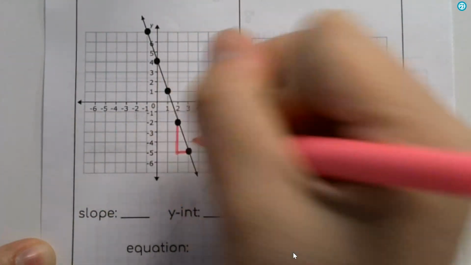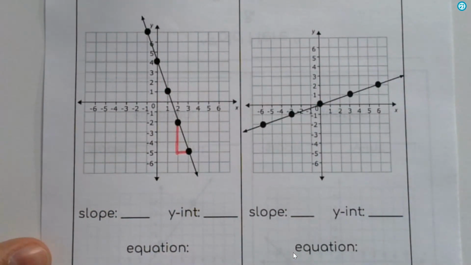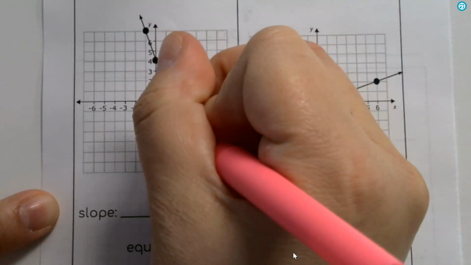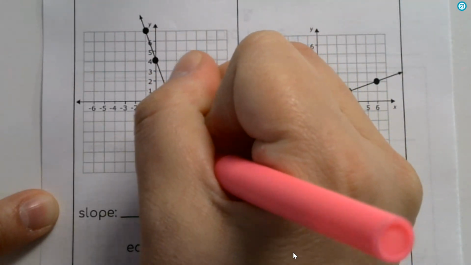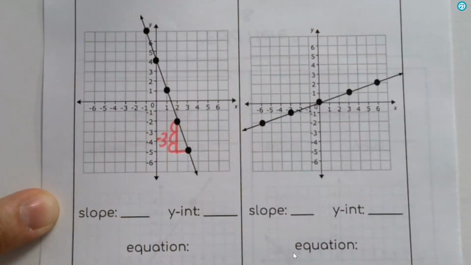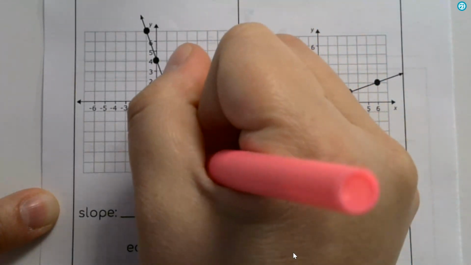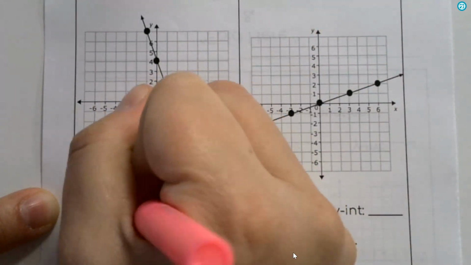I'm counting rise over run. First of all, does this have a positive or negative slope? Negative. As I go from left to right, I'm going down. So my rise on here is negative 1, 2, 3. I'm going down 3. And I'm going to the right just 1. So my slope is negative 3 over 1.